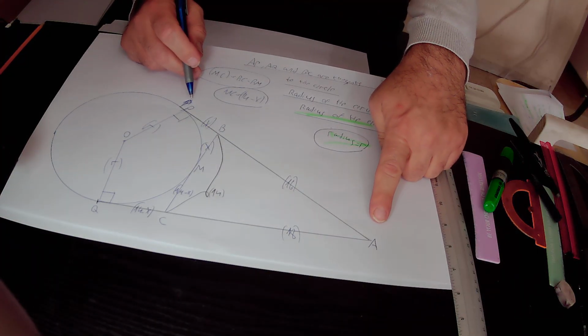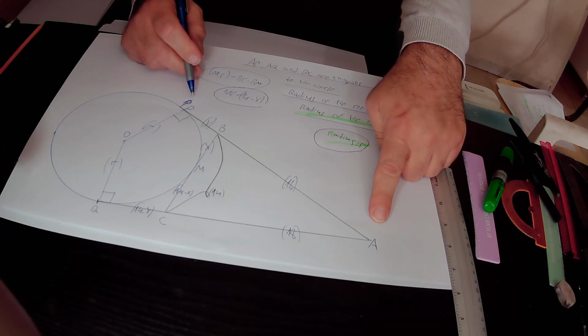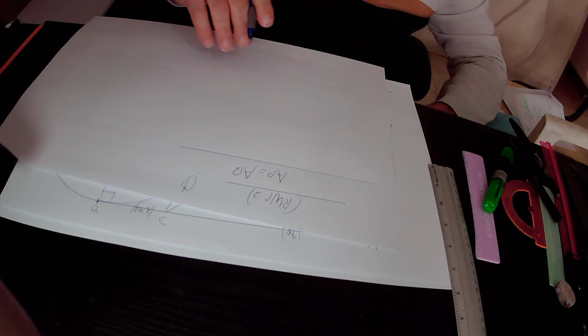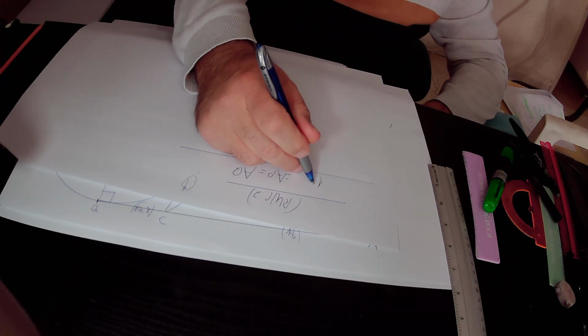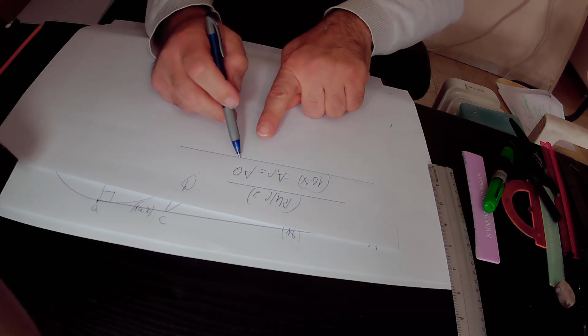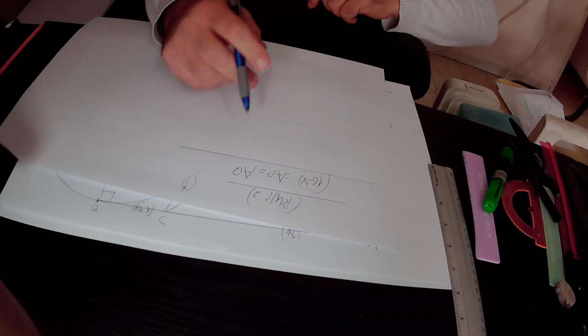Tangent AB in total equals PB, that is X, plus BA, that is 16. So in total PA equals X plus 16, or 16 plus X. So AP equals 16 plus X, and it is equal to AQ.